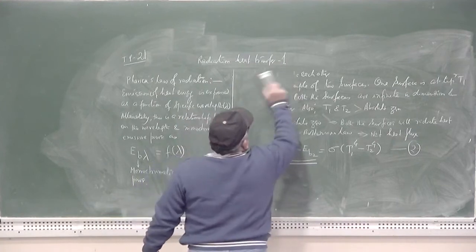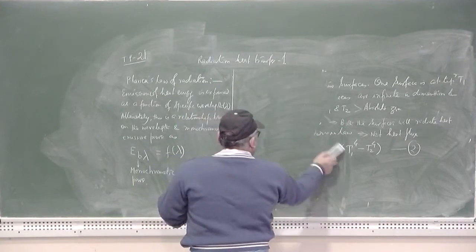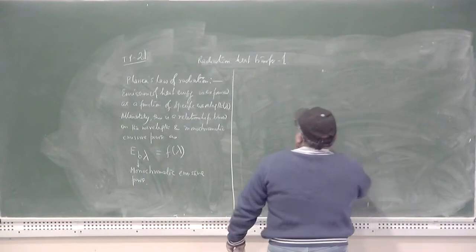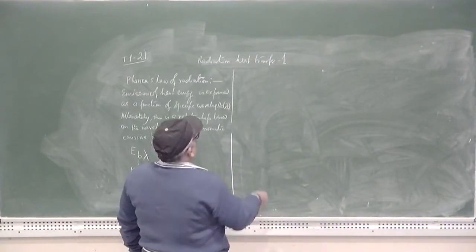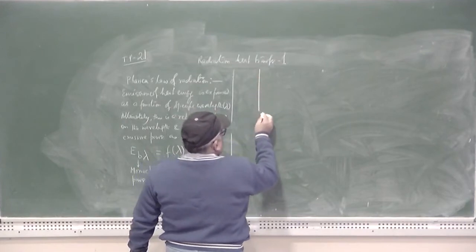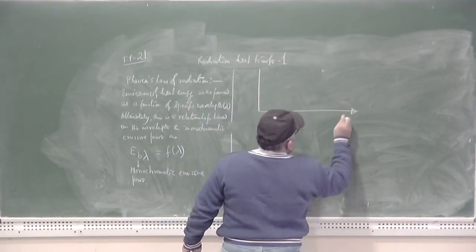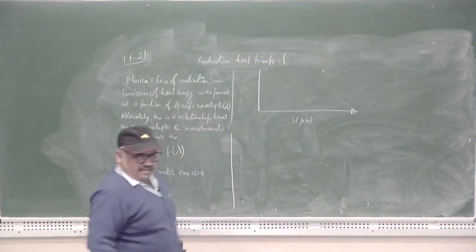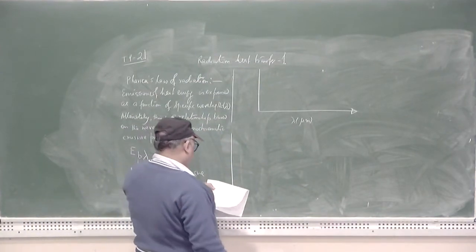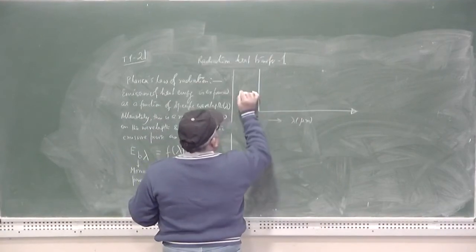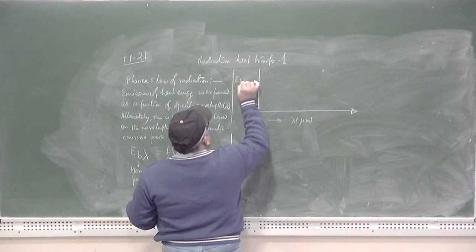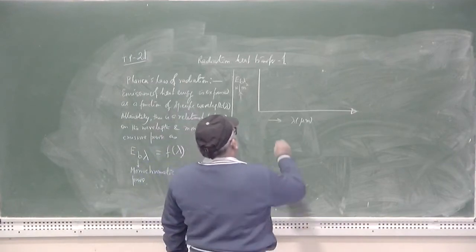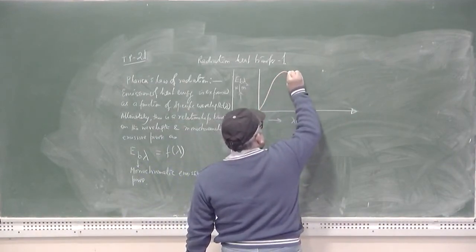If you study the graph between Eb lambda and the wavelength lambda, you will find a graph of this nature, as I am going to show you. This is the x-axis along which I am putting the value of lambda in micrometer, and here along the y-axis is the monochromatic emissive power Eb lambda. The unit is watt per meter square. You will find a curve of this nature.